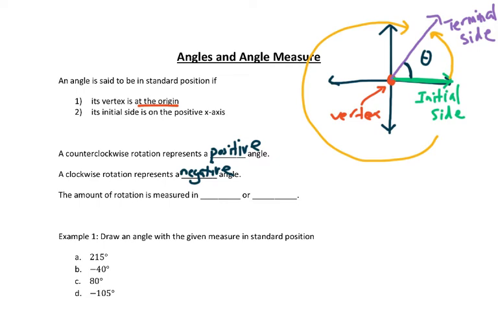And we have two different units that we measure them in. So the amount of rotation is measured in either degrees, which are what a lot of you guys are familiar with, or radians. And you may have learned this in geometry. You may have learned it and you forgot it, and maybe you didn't learn it at all. Who knows? But we're going to talk more about radians later in the notes today.